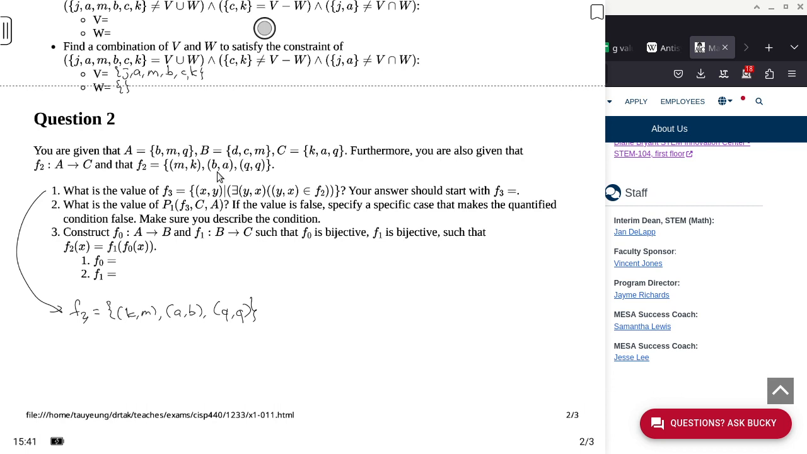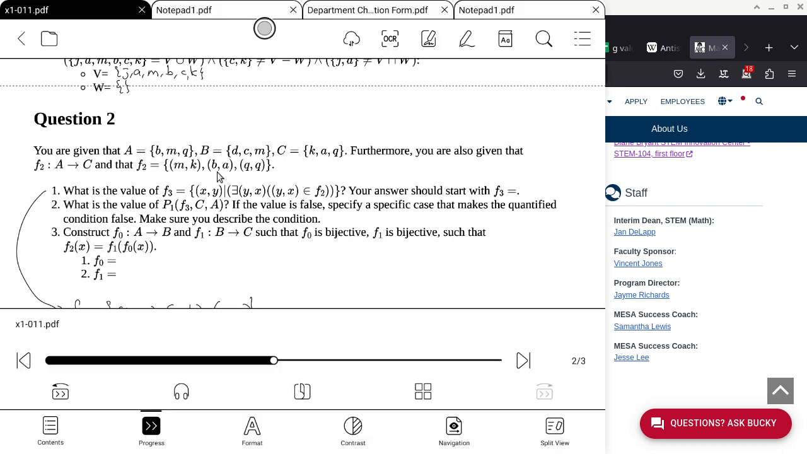Part two asks, what is the value of P1 applied to F3, C, A? In other words, if I use C as the potential domain, A as the potential codomain, and I use F3 as, quote-unquote, the function, what is P1 of that? So do you still remember what P1 means? P1 is true if and only if it's a function. Okay, so now the question is, is F3 a function? Okay, all right, so it is a function, so it's true.